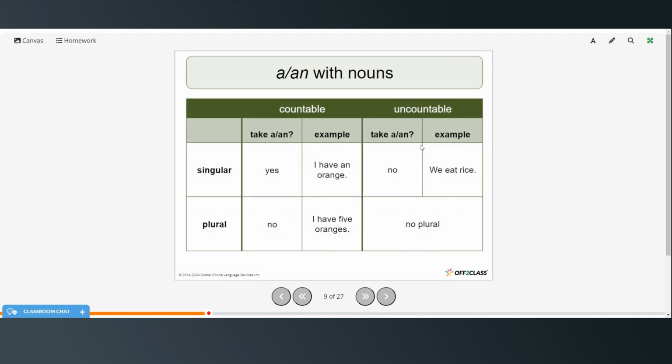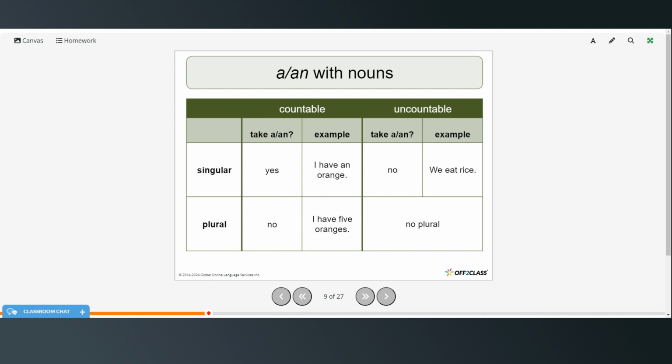All right, so again, a and an with nouns. If it's countable, you can use a or an. I have an orange, because an means one. And plural: I have 5 oranges. We don't use a or an with plural, because a or an means 1, so you could never say I have a 5 oranges or an 5 oranges, because it wouldn't make sense.